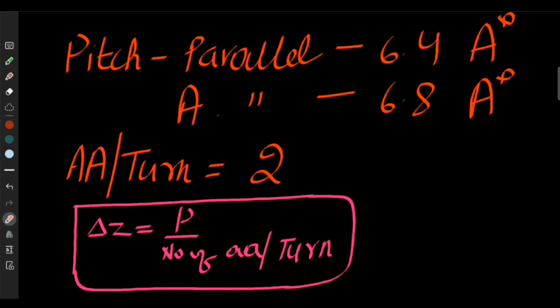I just wanted to give you a recap. So the Z that I have written out here is actually the axial height. Now we know what the pitch is, right? And we know the number of amino acids per turn as well, that it will be 2. Now if I want to find out the axial height of parallel beta sheet, then how much will it be in parallel beta sheet? Let's take this one.